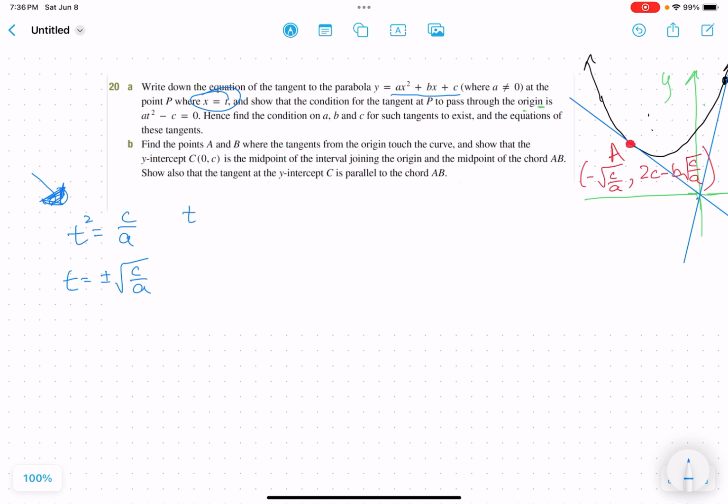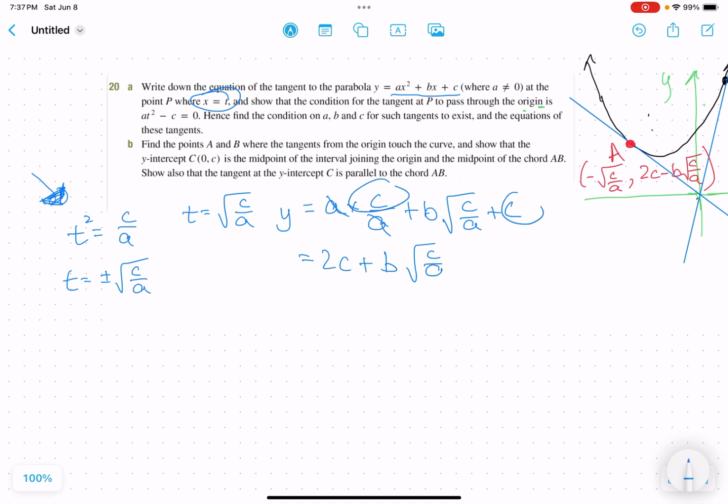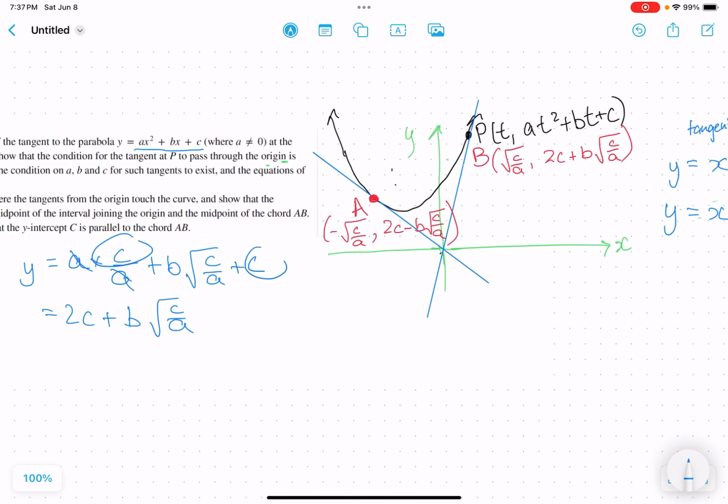So when we put t equals square root of c on A into the y equation, we would get a times that squared. Remember, t is x. So we're going to get a times our c on A, because the a's cancel. We're going to get b times root c on A, and then c. So you can see we're going to get two lots of c plus b root c on A when our t is positive root c on A. So I've got it over here. There's point B. There's root c on A as our x, and our y value is 2c plus b lots of root c on A.